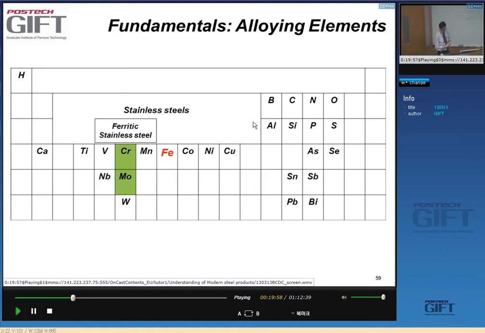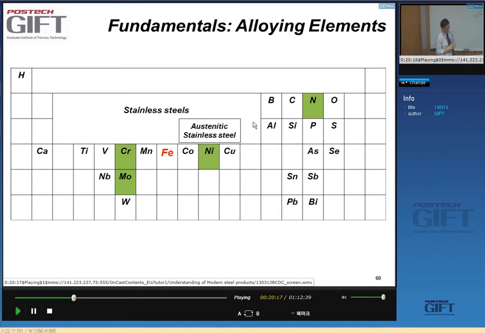You're all familiar with stainless steels. Fundamental in the stainless steels are chromium and molybdenum when we talk about ferritic stainless steels, which have a BCC, a ferritic microstructure. You also have a class of stainless steels which are austenitic, which have an FCC crystal structure at room temperature. And they will contain, in addition to chrome and moly, nickel and nitrogen. Just for your information, of course, you know that chromium is responsible for the corrosion resistance of stainless steels.